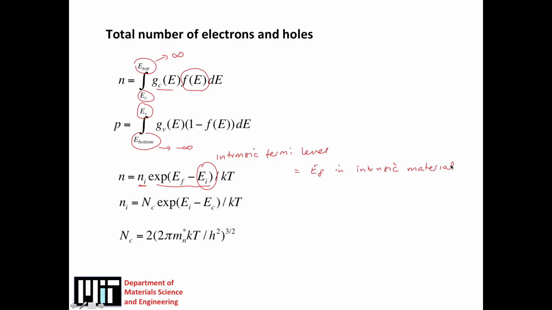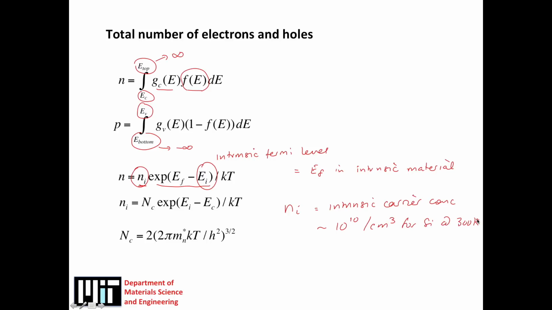And you recall that I said that was not exactly in the middle of the band gap if the effective masses of electrons and holes are different. But if they're the same, then it's going to be right in the middle of the band gap. Now, ni is the intrinsic carrier concentration, and that's going to be a very important parameter. We met that already, and it's on the order of 10 to the 10 per centimeter cubed for silicon at 300 K.